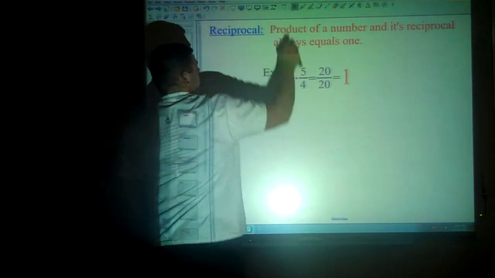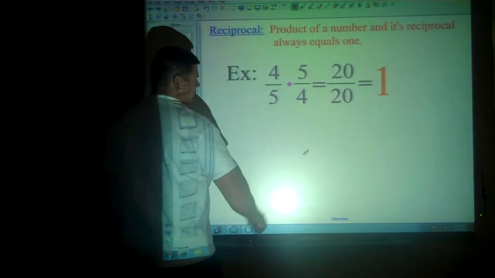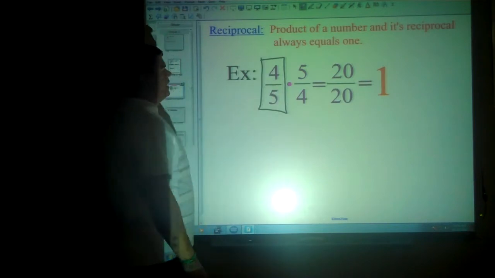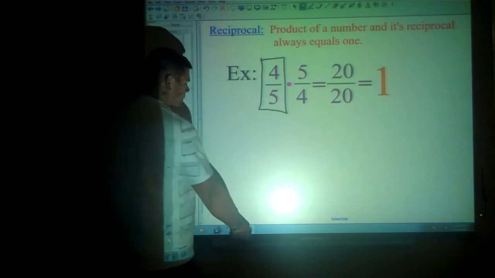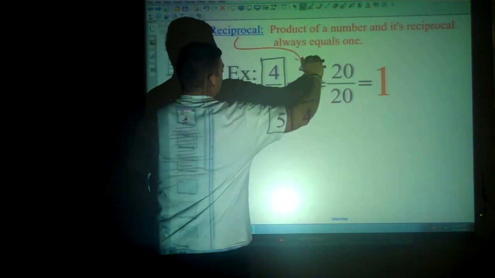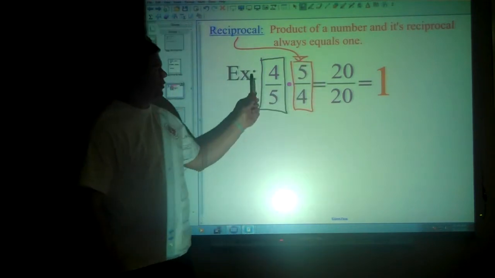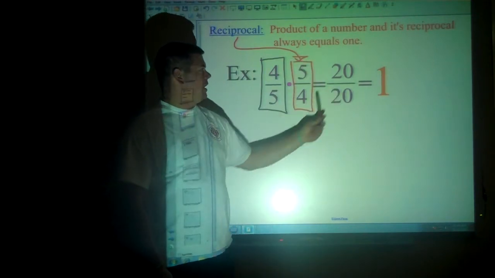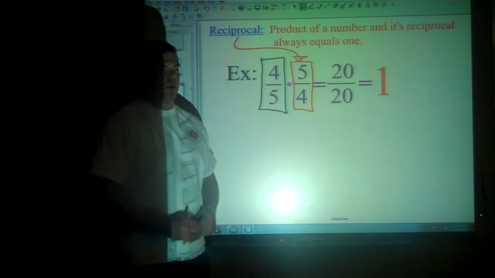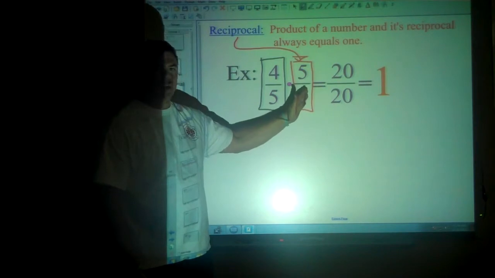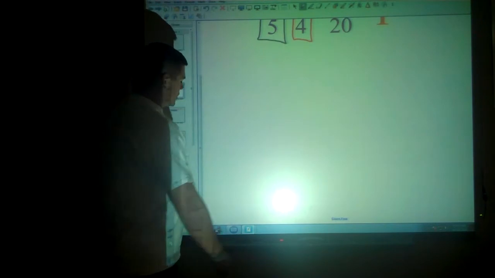As an example of this, I'll make this a little bigger. If we said this was our original number right here, 4/5, then this would be the reciprocal because it's flipped the numerator and the denominator. So the actual reciprocal is this value here. Alright? And if you multiply fractions, tops times tops, you get 20. Bottoms times bottoms, you get 20. And anytime the top and bottom are the same, you have 1. So notice I didn't make the reciprocal a negative. It's exactly the same as it was when it was a positive. It just flips the numerator and the denominator.